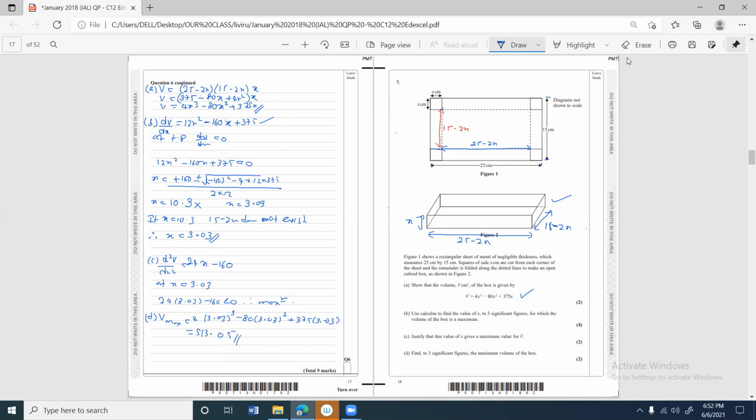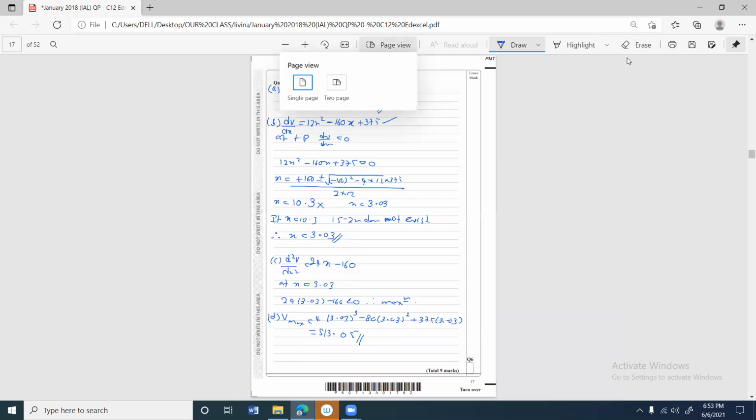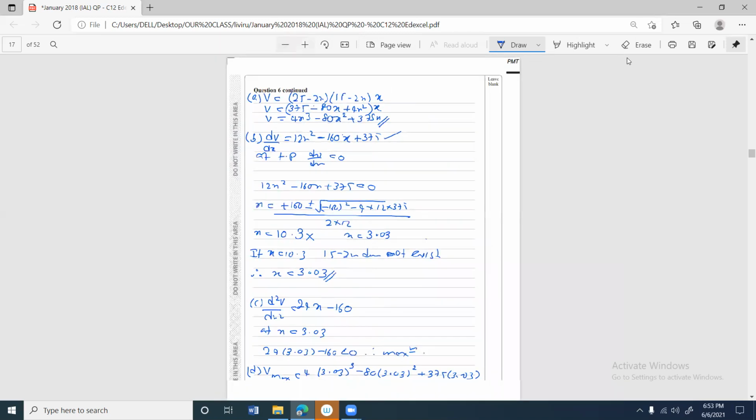That's a way of getting this. So if you come up to the page, this is the answer for that. I'll just make it a bit larger, then you can see the answer much more clearly. Yeah, that's a way of getting this answer.